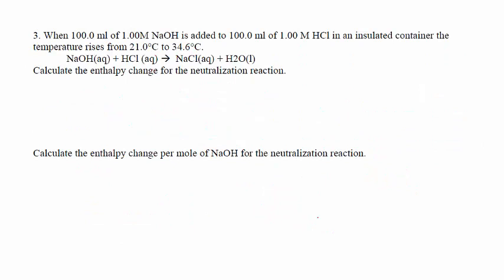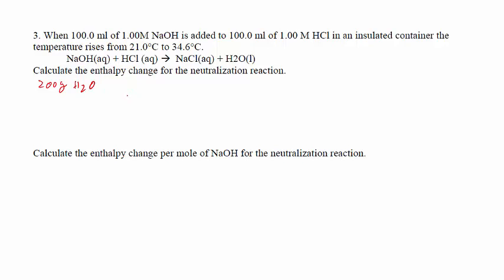And when 100 milliliters of 1 molar sodium hydroxide is added to 100 milliliters of 1 molar hydrogen chloride in an insulated container, the temperature rises from 21 degrees Celsius to 34.6 degrees Celsius. And there's the equation. Calculate the enthalpy change for the neutralization reaction. So we would take 100 mil and 100 mil, so you basically have 200 grams H2O.